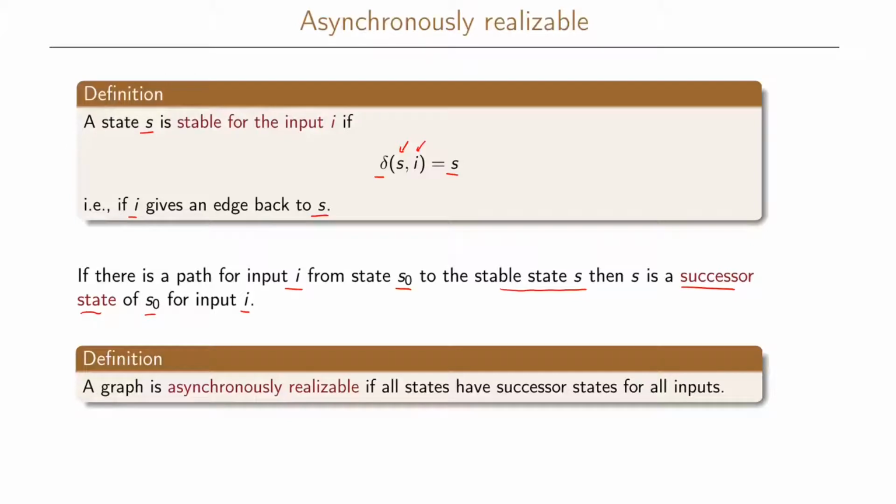This leads us to the definition of an asynchronously realizable graph. We say that a graph is asynchronously realizable if all the states have a successor state for all the inputs. Let us look at an example of this. Let's say we have a graph with 4 states. We call them S0, S1, S2, and S3. Being asynchronously realizable doesn't have anything to do with the output, so I will just disregard the output when I write our state transition graph here.